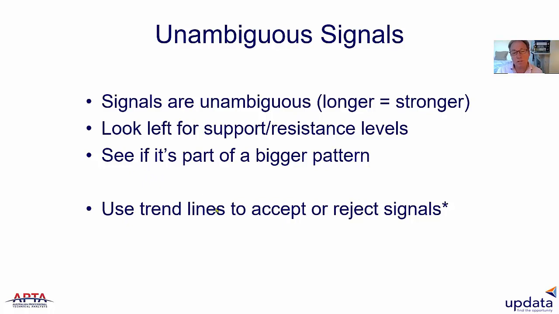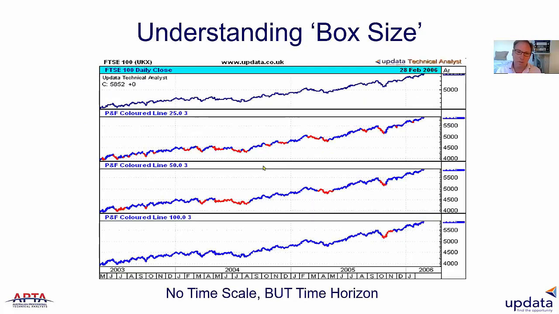And we use the trend lines to accept or reject signals. And I will come to that when we look at the 45-degree lines. Just understanding the idea of box size, this is quite an old chart. This is the FTSE 100 index. And if you imagine using a 25/3 box size, you then need 75-point reversals. And so there's lots of 75-point reversals.